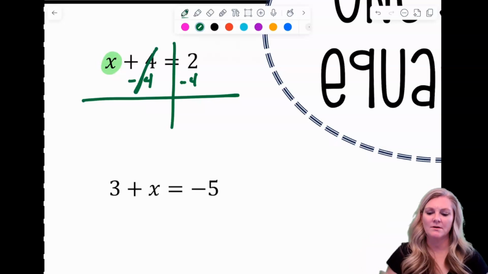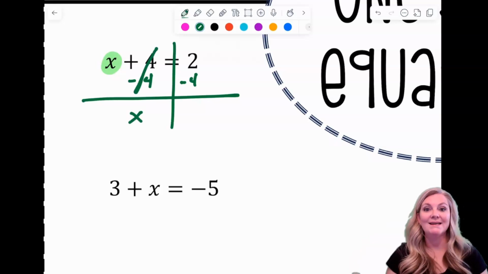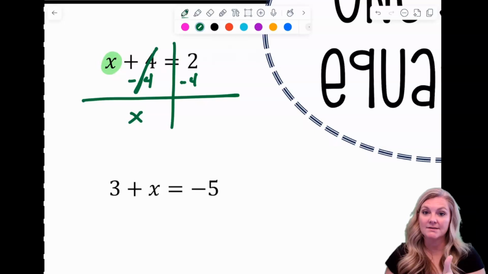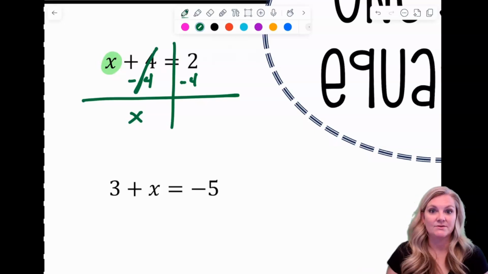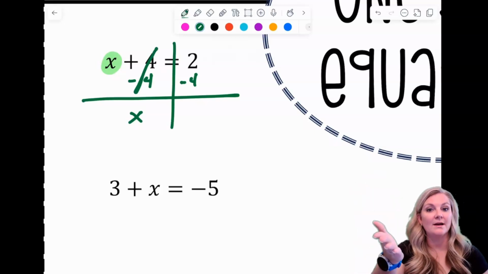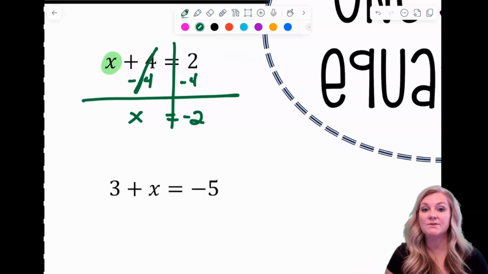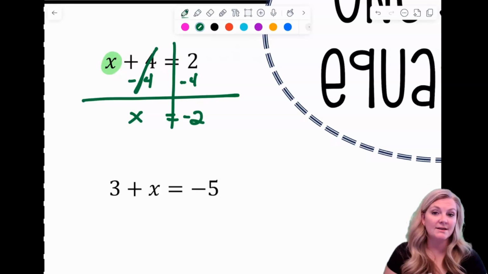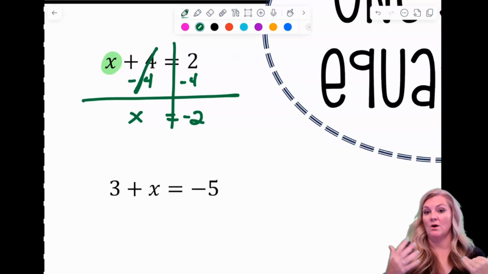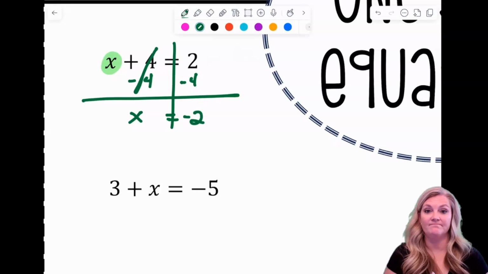What is plus 4? A positive 4 minus 4? It's 0. So that's what we call canceling out, because it cancels to 0. The only thing I'm left with on the left side is x. And then 2 minus 4 is negative 2. If that math is not coming to you straight away, please use a calculator. If you think it's negative 2, you can always use a calculator to check your brain.